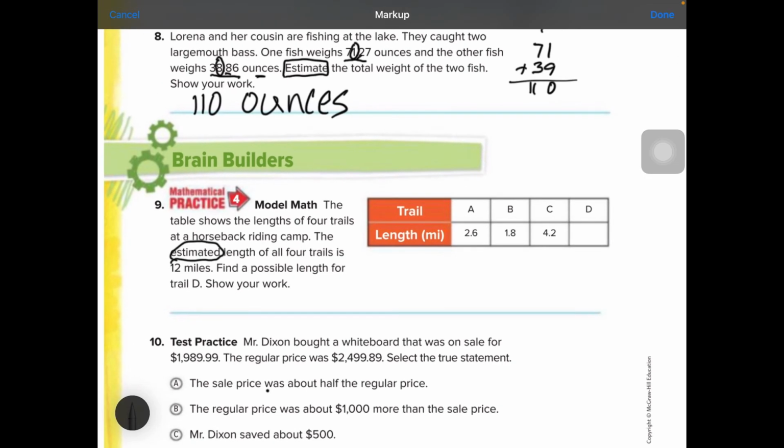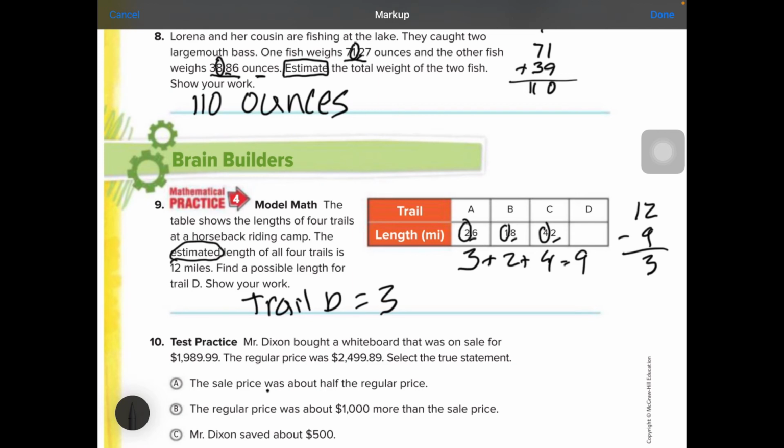But they only had 3 out of the 4. So what we need to do is add A, B, and C together and subtract the difference from 12. But we need to estimate them first. And we are estimating to the nearest 1. This is our target number, but that 8 is going to bump it up to a 2. This is our target number, and that 2 is going to keep it at 4. So we have 3 plus 2 plus 4. So 3, 4, 5, 6, 7, 8, 9. And we have a total of 12. So 12 minus 9 is 3. So I would say trail D is 3 miles. Is what it's going to be.